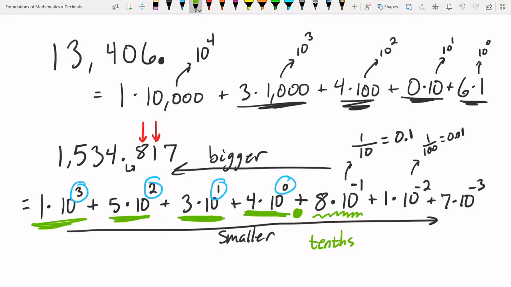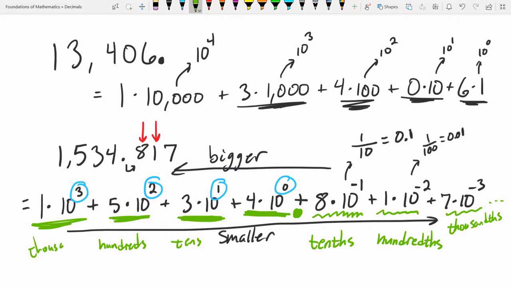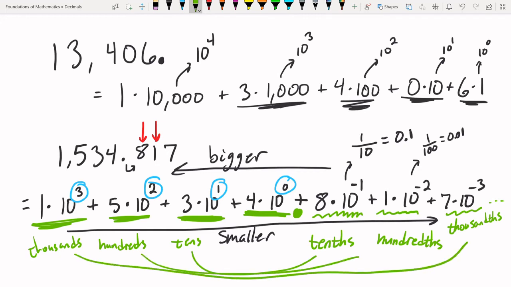Tenths with a TH. This is the hundredths. Hundredths. And then this is the thousandths. I gotta make sure you can spell right. Thousandths. And so on and so forth. So just like here, we have the tens, hundreds, thousands. We go backwards with the tenths, the hundredths, and the thousandths with a TH on there.